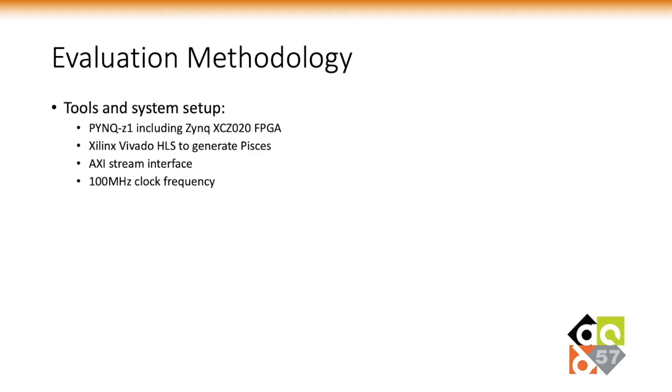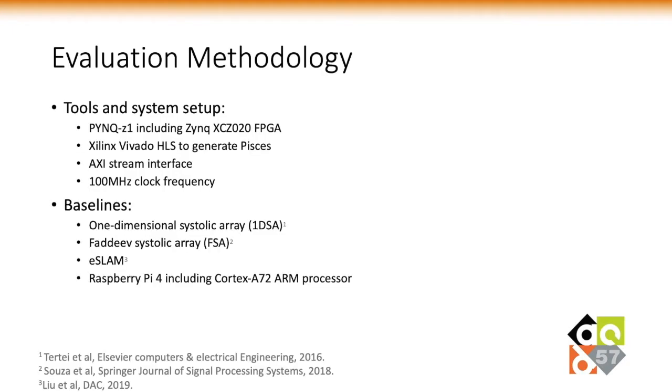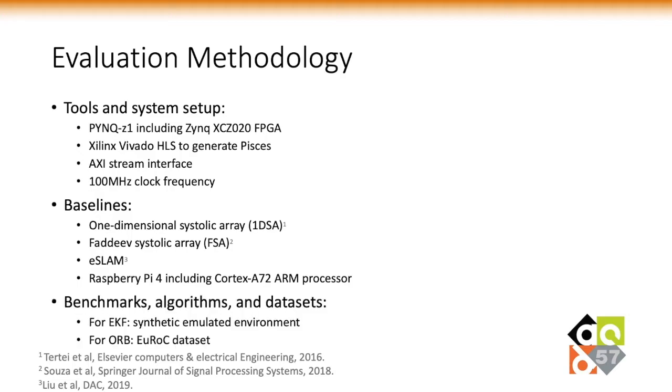We implement Pisces on a Zynq FPGA using Xilinx Vivado HLS. We use AXI stream interface and we set the clock frequency to 100 MHz. We compare Pisces against 3 recent hardware implementations for EKF and ORB SLAMs. We also compare them with our implementation on a Raspberry Pi version 4 with an ARM processor. Our datasets for EKF include a synthetic emulated environment, and for ORB we use the EuRoC dataset.